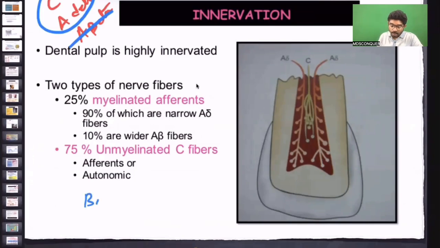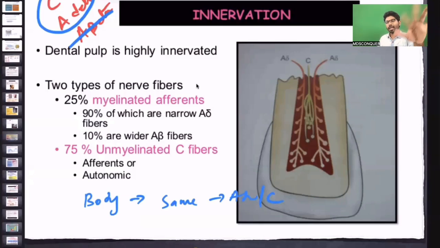In the entire body, what are the pain causing fibers? Not in the pulp, the entire body. Alpha fibers will not cause any pain. A delta and C fibers are the pain causing fibers, whether in the pulp or elsewhere. Now, if I ask which fibers are fastest, velocity is fast in myelinated fibers. Overall, velocity is fastest in A alpha fibers. If I ask which fibers have maximum velocity in the pulp, it can be A beta or A delta. Predominant fibers are C fibers.